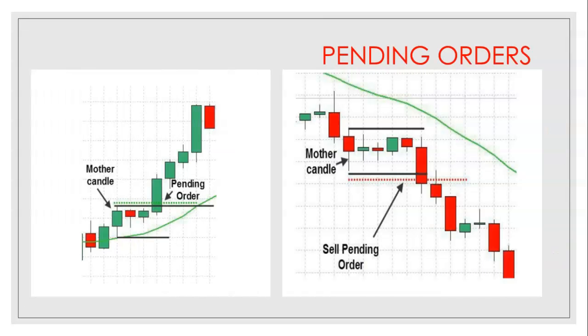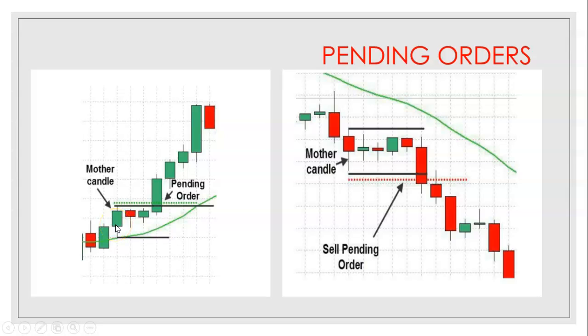All right, now how do you work with the pending orders? That's what I want to show you quickly. Now look at this. This is an example of a bullish market, right? It is in an uptrend. You can see that the candles are right above the exponential moving average 21. So this tells us that this is a bullish market. Now here we have inside bars and this is a mother bar.